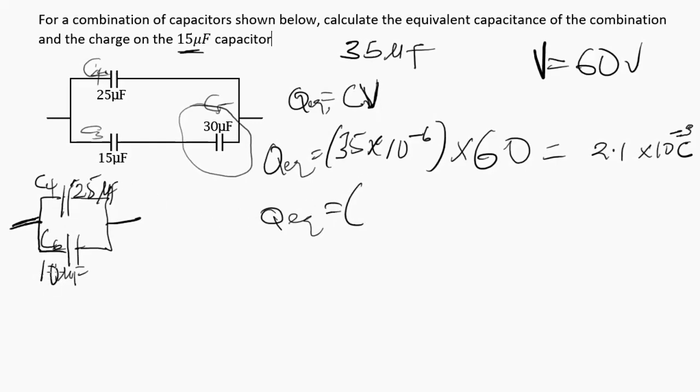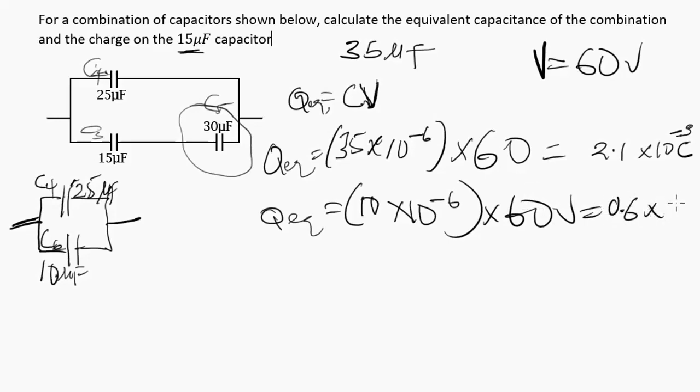Now what's C6 again? 10 microfarads, right? 10 microfarads, which is 10 times 10 to the power of minus 6, and then times 60 volts. If we calculate this, we'll have 0.6 times 10 to the power of minus 3 coulombs. Now, since this is the charge on C6, let's notice this.